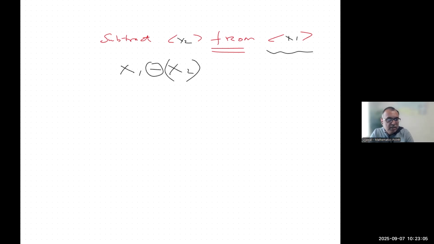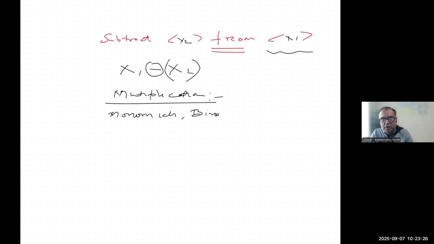And let's try to understand how multiplication works. We did that last week as well. We'll do a bit more of a deep dive. Last week, we learned something called monomials, binomials, trinomials, and so on. And we collectively called them polynomials.